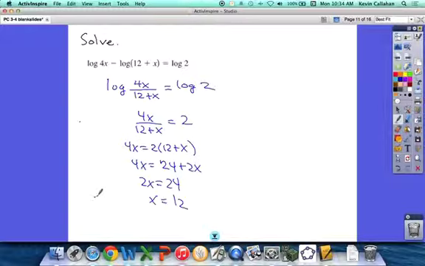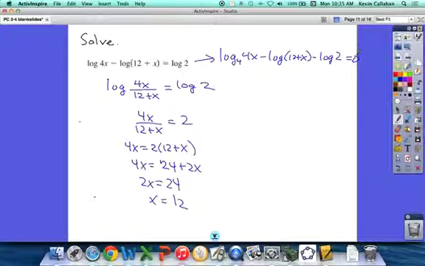I mean, could you have done it different? What if instead of doing that, you subtracted the log 2 to this side, right? Then it would have looked like this. Log of 4x minus log of 12 plus x minus log of 2 equals 0.